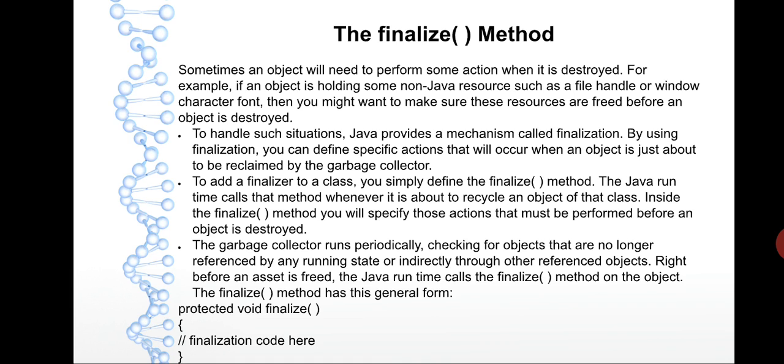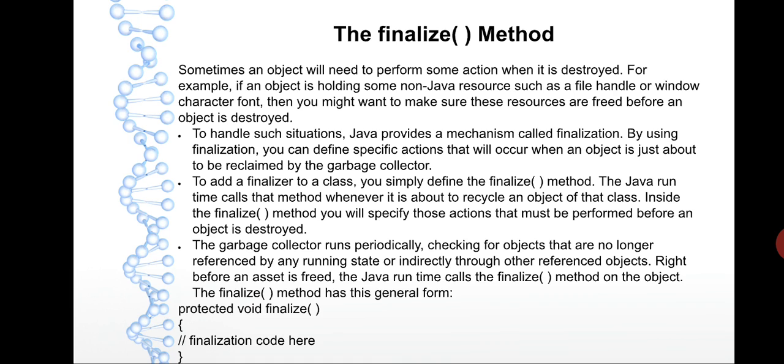To handle such situations, Java provides a mechanism called finalization. By using finalization, you can define specific actions that will occur when an object is just about to be reclaimed by the garbage collector. This process is called finalization. A specific action can be written inside the finalize method, so that after garbage collection, if something has to be done, you can write that code there. To add a finalizer to a class, you simply define the finalize method. The Java runtime calls that method whenever it is about to recycle an object of that class. Inside the finalize method, you specify the actions that must be performed before an object is destroyed, so it is just before the object is destroyed.